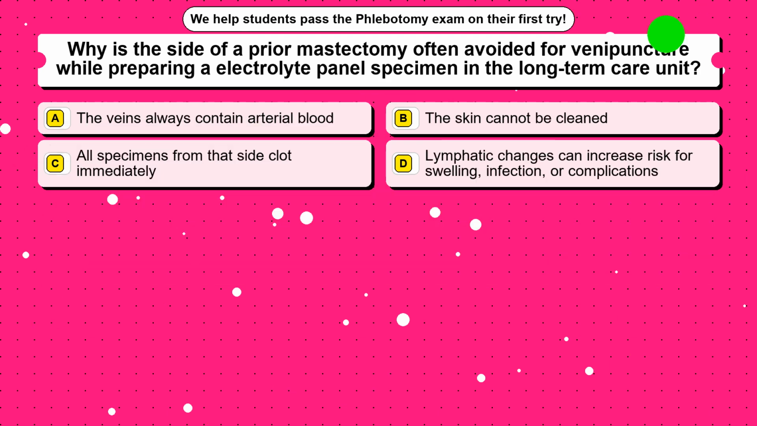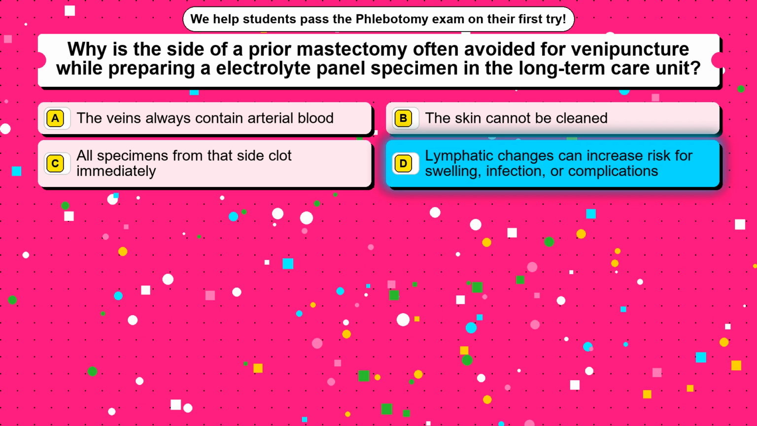Question 11. Why is the site of a prior mastectomy often avoided for venipuncture while preparing an electrolyte panel specimen in the long-term care unit? Option A. The veins always contain arterial blood. Option B. The skin cannot be cleaned. Option C. All specimens from that side clot immediately. Option D. Lymphatic changes can increase risk for swelling, infection, or complications.